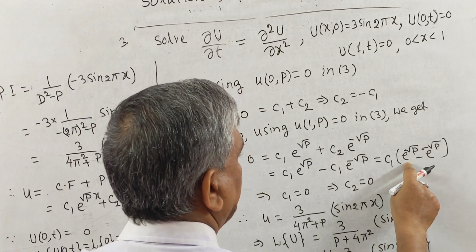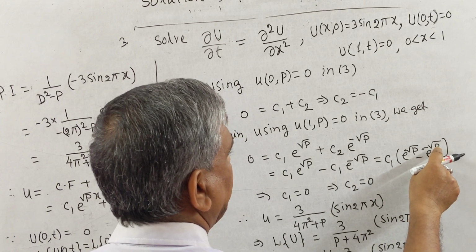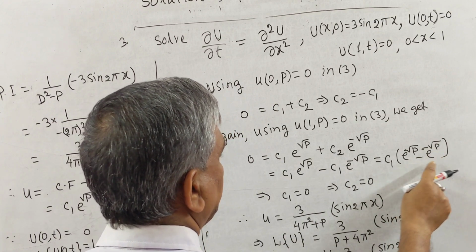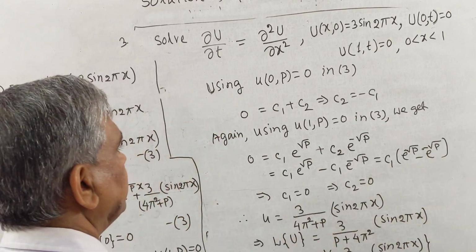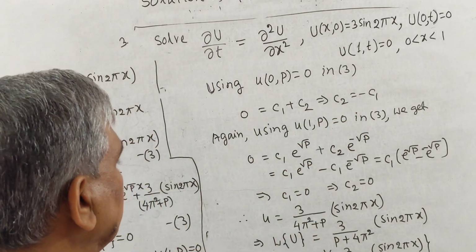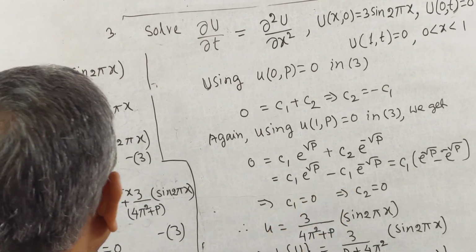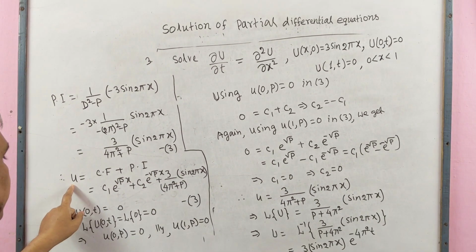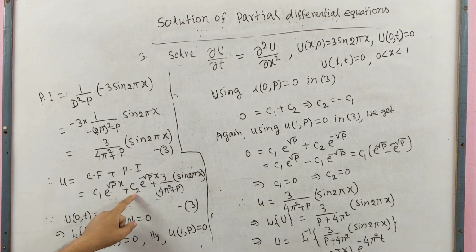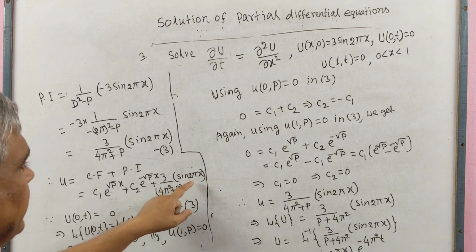As e^(√p) is not equal to e^(−√p), this is not 0, which implies that c1 = 0. If c1 = 0, then c2 = 0. So putting c1 = 0 and c2 = 0 in the equation, we get 0 and 0, and only 3/(4π² + p) sin 2πx remains.